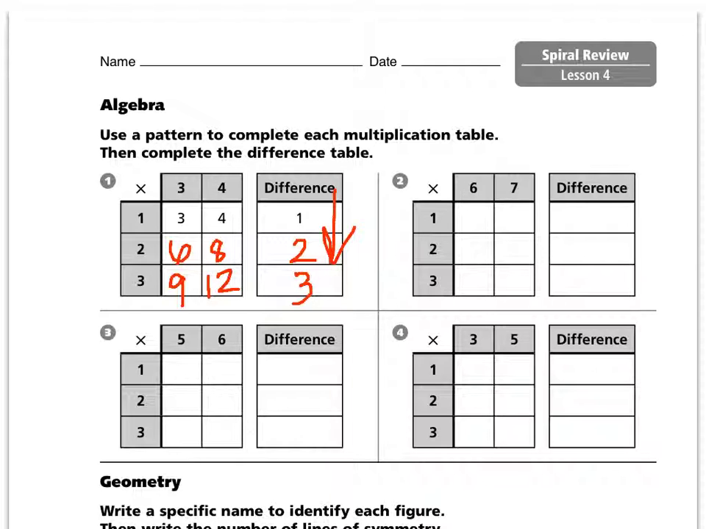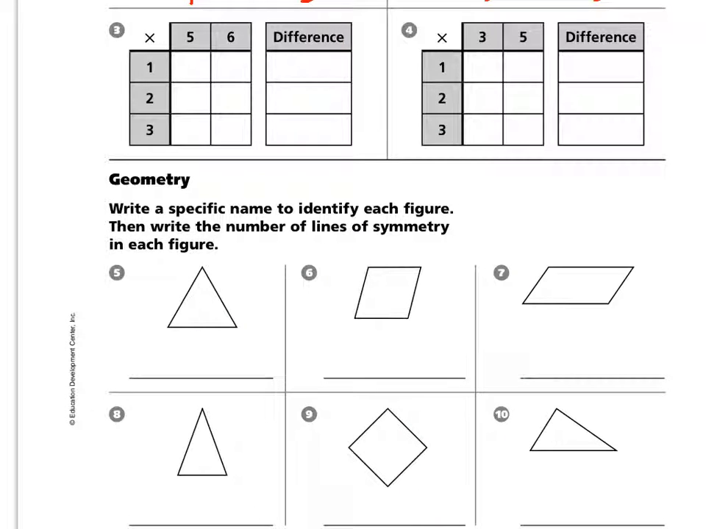We have 1 times 6 is 6, 2 times 6 is 12, 3 times 6 is 18, 1 times 7 is 7, 2 times 7 is 14, 3 times 7 is going to be 21. Find the difference between 7 and 6. It's 1, 12 and 14 is 2, 18 and 21 is 3. As you can see, there is a pattern to this. Use the same strategies to do number 3 and number 4.